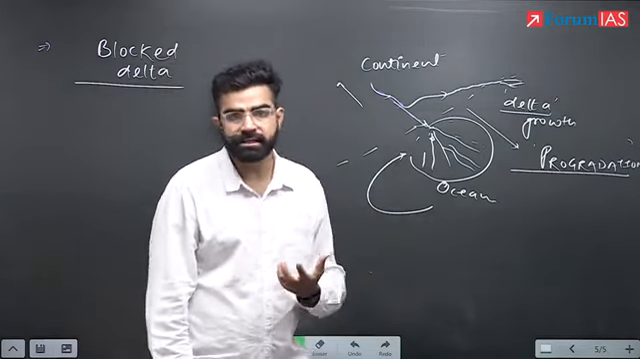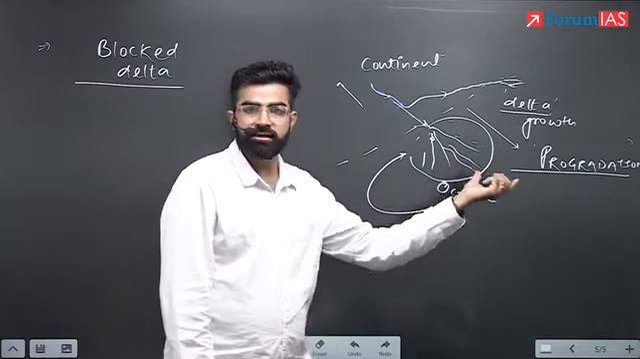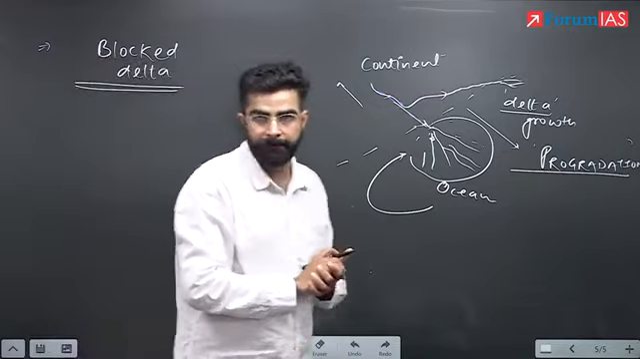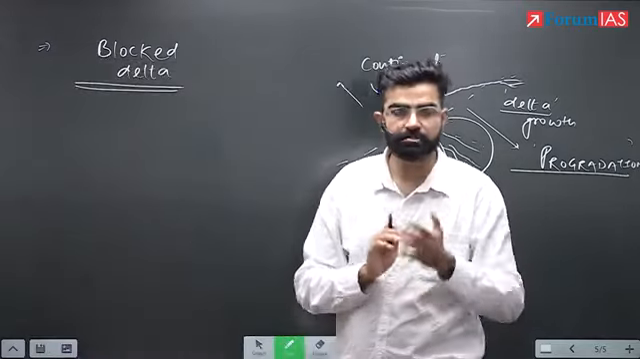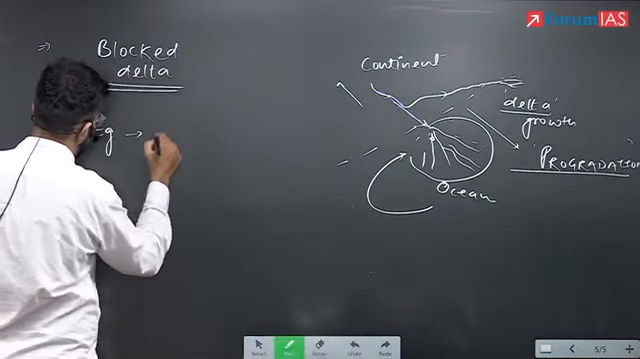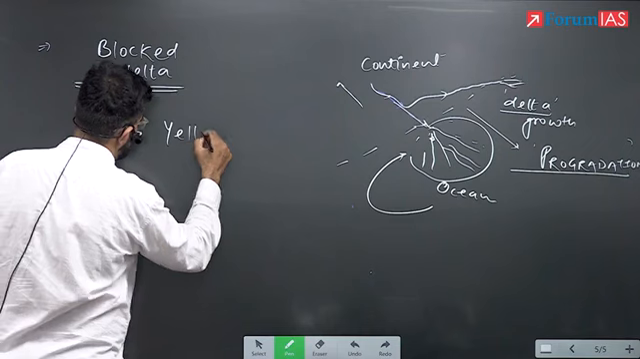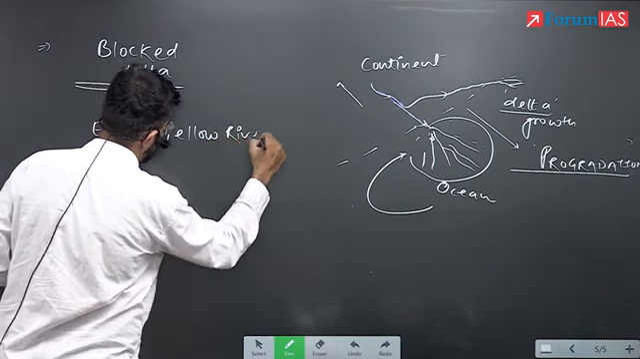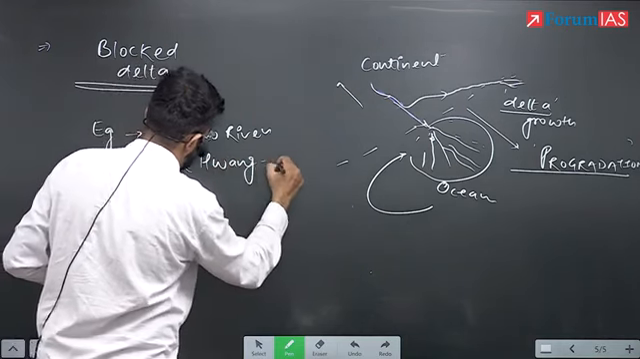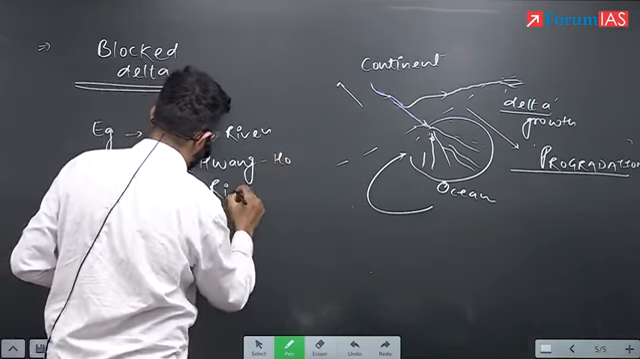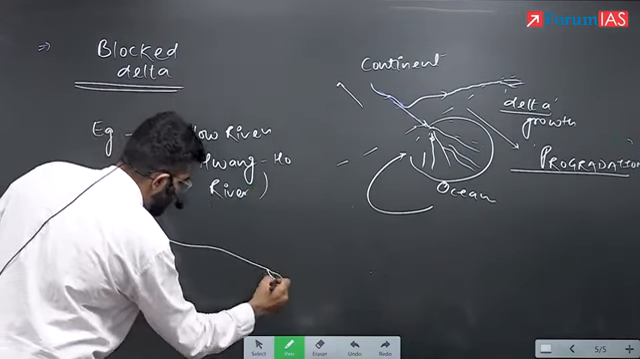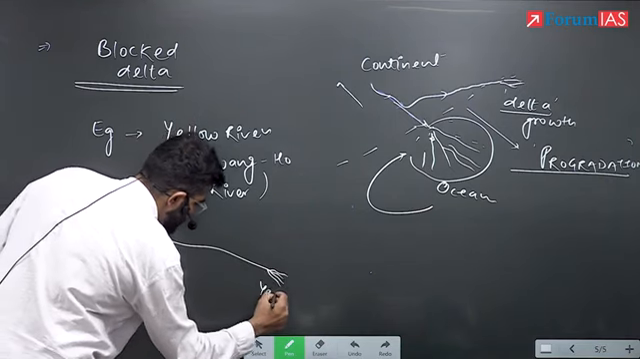So this type of delta where the progradation itself has been blocked is known as blocked delta. The classical example of blocked deltas, number one, is the delta formed by the Yellow River in China, also known as the Huanghe River. Earlier, let's say, it was draining its water and making a delta in this Yellow Sea.